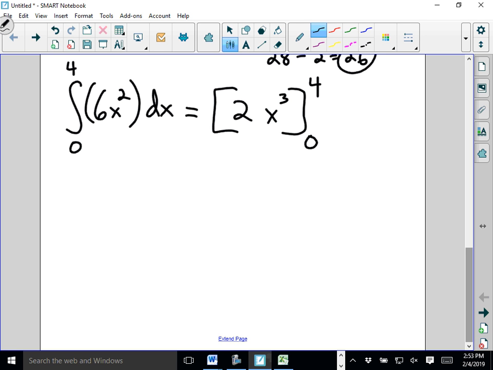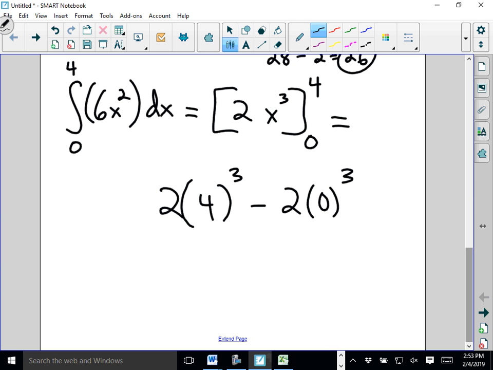So here's what I'm going to get. I'm going to get 2 times 4 cubed minus 2 times 0 cubed. 4 cubed is 64. 64 times 2 is 128. Minus 0 cubed is 0. 0 times 2 is 0. And I should get 128.